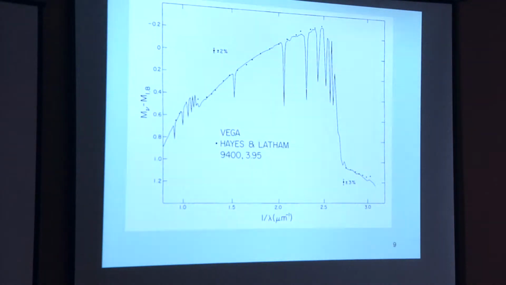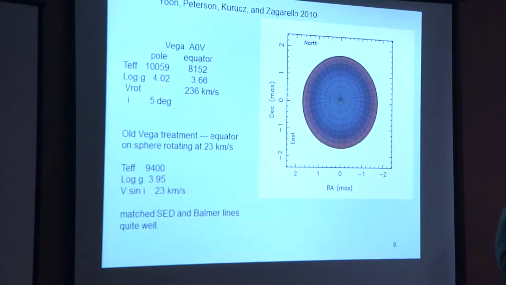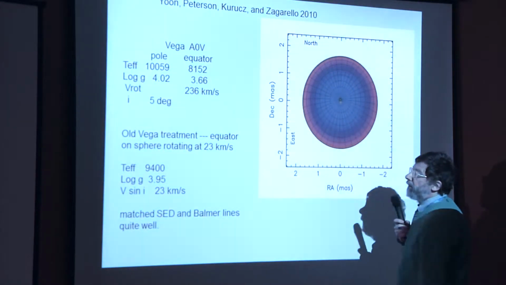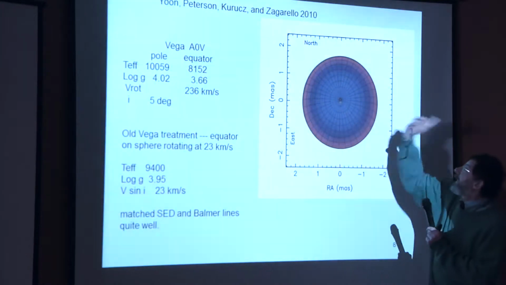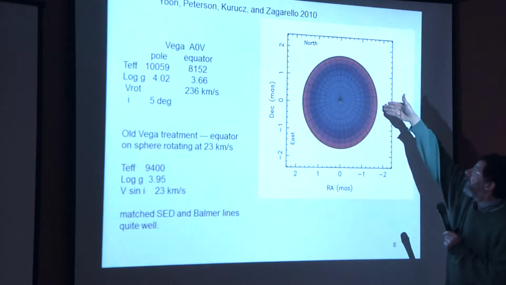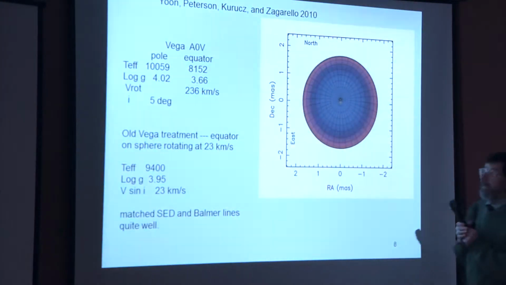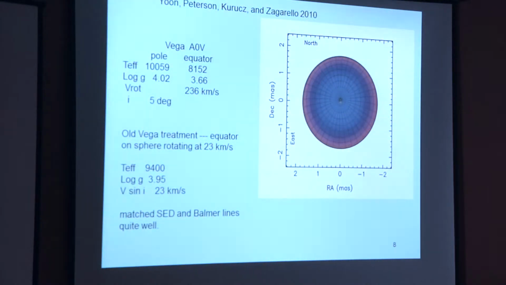Now there's another favorite star, Vega, that I've worked on for my whole life. And when I worked on it, it looked like this. It was a sphere with effective temperature of 9,400 degrees, log g of 3.95, and V sin i was 23 kilometers a second. So it was rotating like this, going in 23 kilometers a second there, and coming out 23 here. And it gave a perfect match to the observed energy distribution and Balmer lines, which I'll show you in a minute.